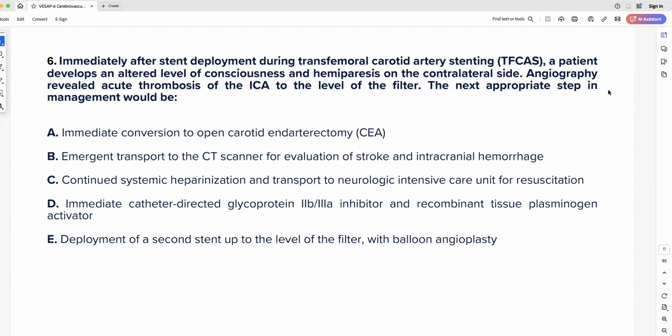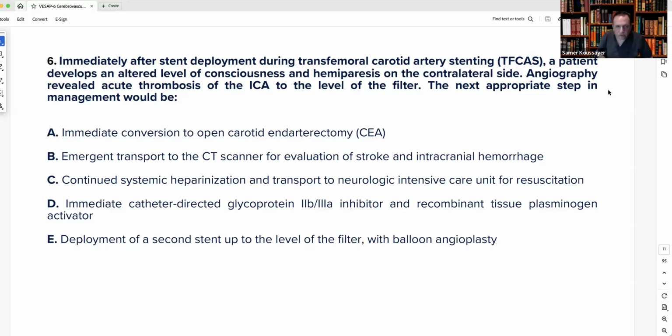Immediately after stent deployment during transfemoral carotid artery stenting, a patient develops altered level of consciousness and hemiparesis on the contralateral side. Angiography revealed acute thrombus of the internal carotid artery to the level of the filter. The next appropriate step in management would be? Okay, before we go through this one, this is not common, but it could happen. I'm sure if you do enough carotid stenting, you're going to see it.